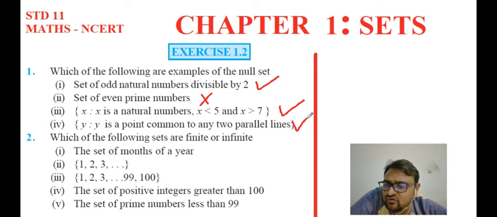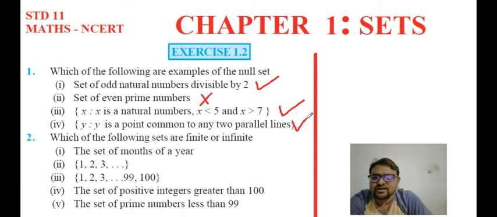Which of the following sets are finite or infinite? Finite set means one in which we can count the number of elements, whereas infinite means we cannot count the number. I will write F if it is finite, and I if it is infinite. The first: the set of months of a year. Of course, there are 12 months in a year. We can count it from January to December, 12 months. So this is a finite set. Let me write it down.